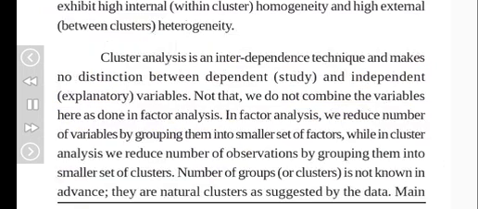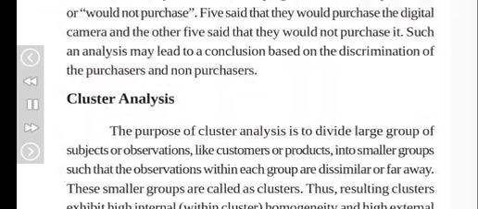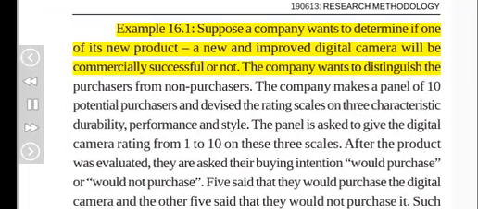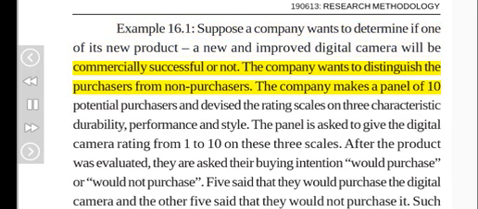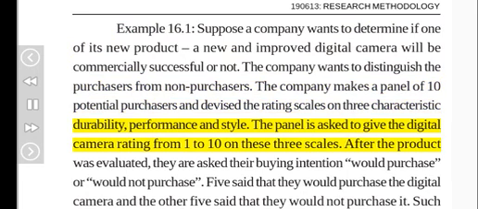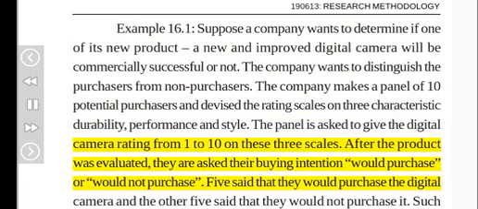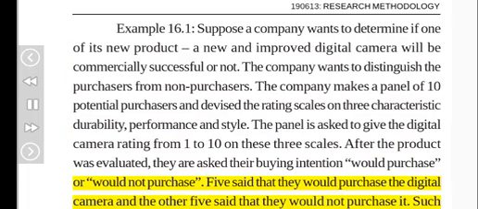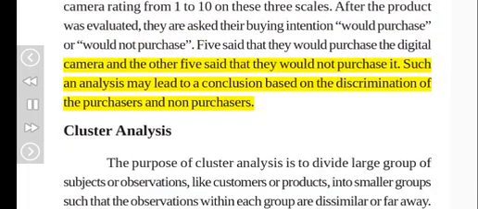Consider the following example. Example 16.1. Suppose a company wants to determine if one of its new products, a new and improved digital camera, will be commercially successful or not. The company wants to distinguish the purchasers from non-purchasers. The company makes a panel of 10 potential purchasers and divides the rating scales on three characteristics: durability, performance and style. The panel is asked to give the digital camera a rating from 1 to 10 on these three scales. After the product was evaluated, they are asked their buying intention, would purchase or would not purchase. 5 said that they would purchase the digital camera and the other 5 said that they would not purchase it. Such an analysis may lead to a conclusion based on the discrimination of the purchasers and non-purchasers.